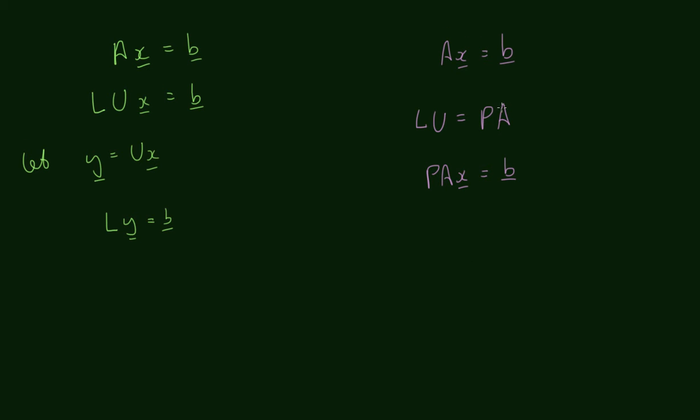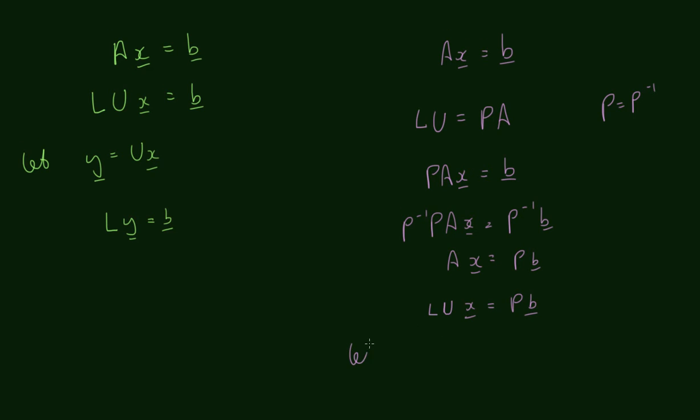Another property of P is that P is equal to its inverse. So if I pre-multiply both sides by P inverse, I get P inverse PAx equals P inverse b. Any matrix multiplied by its inverse is the identity matrix, so that's just Ax, and as I said, P is equal to its own inverse, so that's Pb. So now, if I calculate the LU factorization for A, I'll get LUx equals Pb.